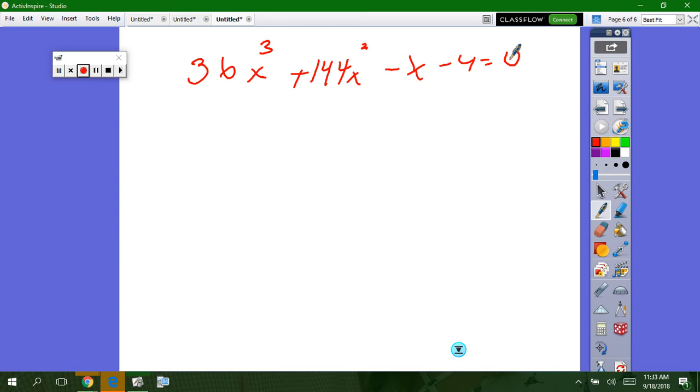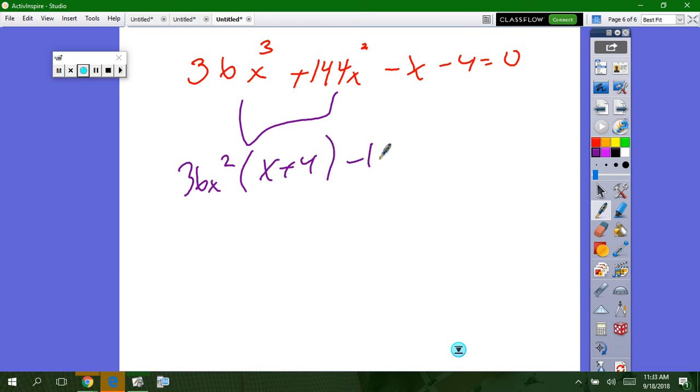Ladies and gentlemen, can everybody see what's nice about this one? Not a difference of squares. I can factor by grouping. Look at this, guys. What do these guys share? 36x squared, which is left with what? X plus 4. What do these guys share? -1, left with.